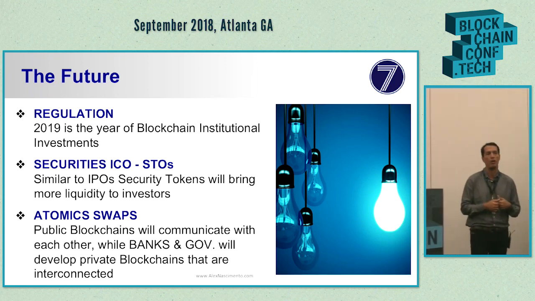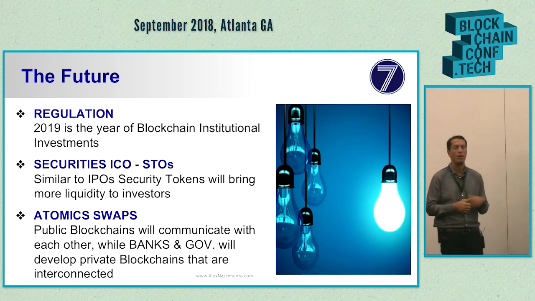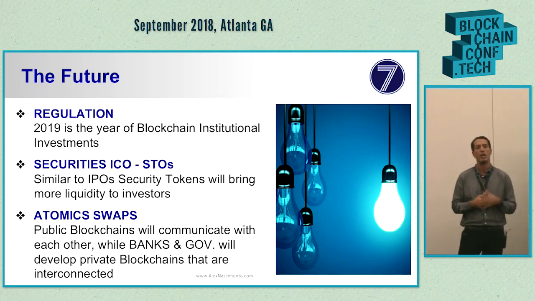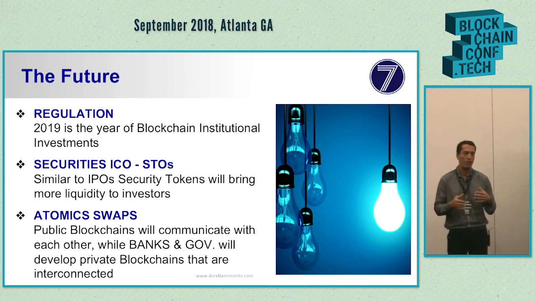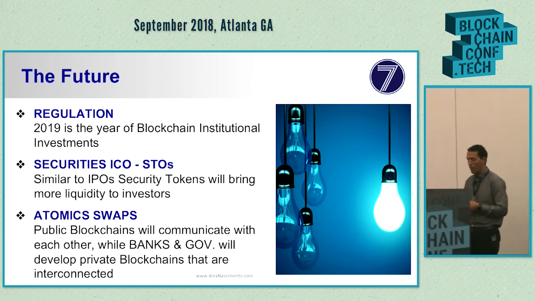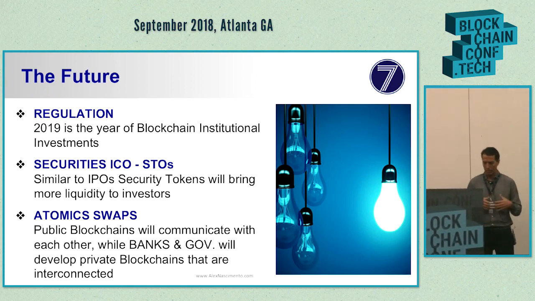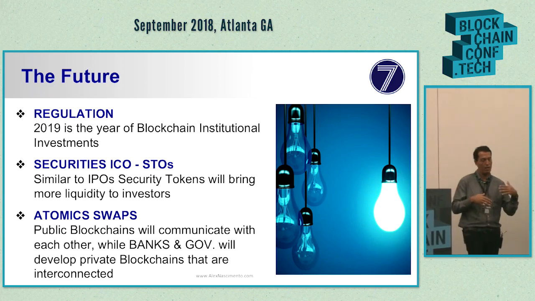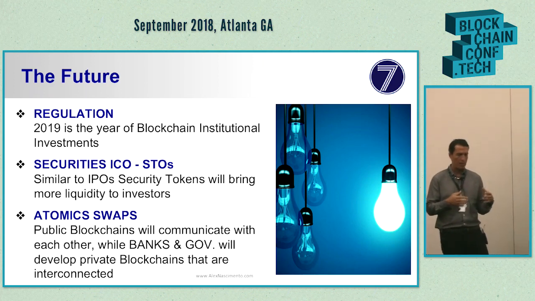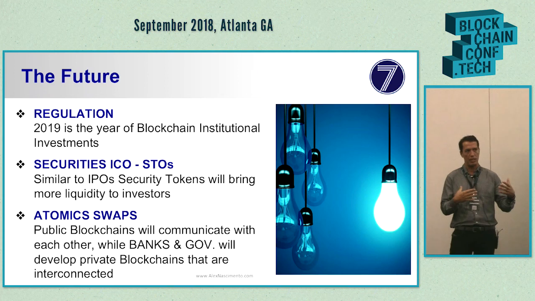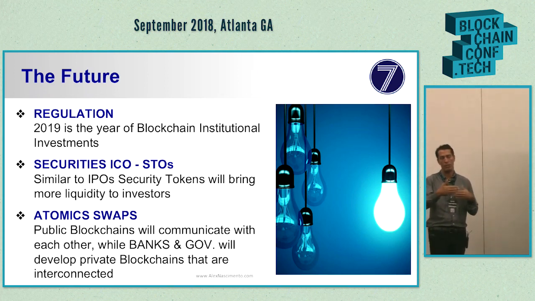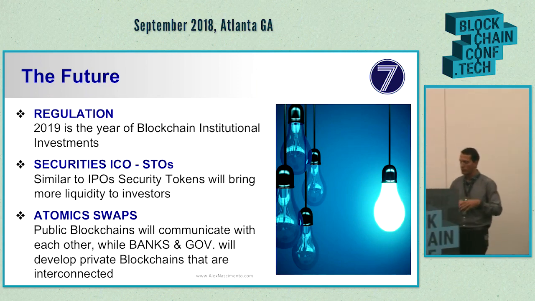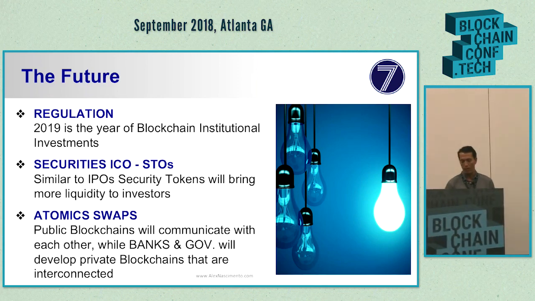And I think we're going to solve atomic swaps. All right? You're going to be able to change an Ether for a Bitcoin or a security token for another security token seamlessly, where public blockchains will communicate with each other, and banks and governments will have these private blockchains that will touch on the public network, but with certain restrictions. So an integration of all the blockchains.